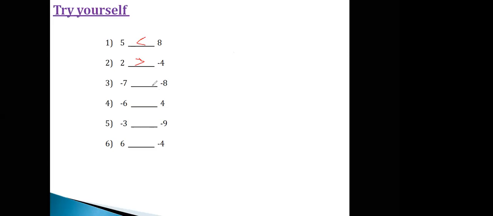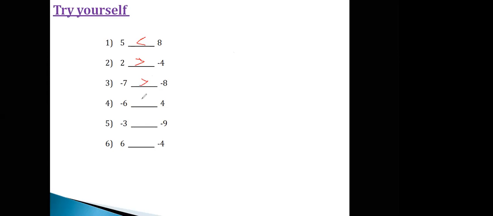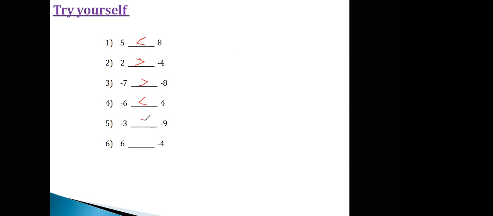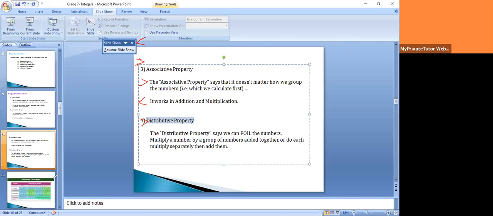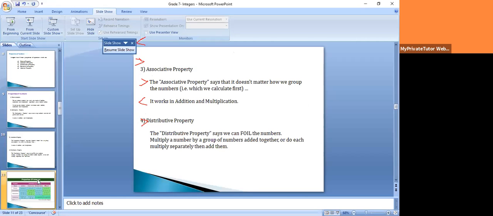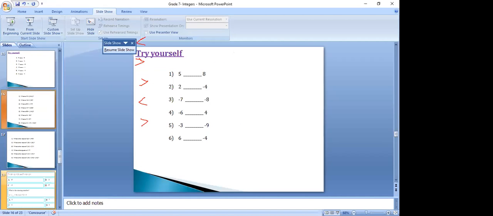Good. Next one. -7 is greater. Greater than. Nice. Next one. Less than. Nice. Next, greater than. Nice. Less than. Greater than. Okay. Greater than. So the last one is greater than, right? Yeah.